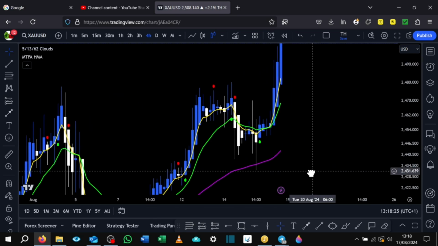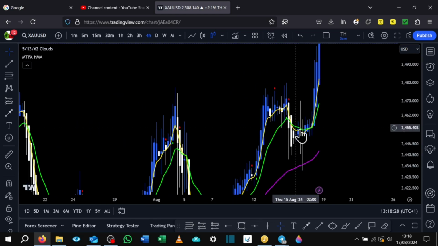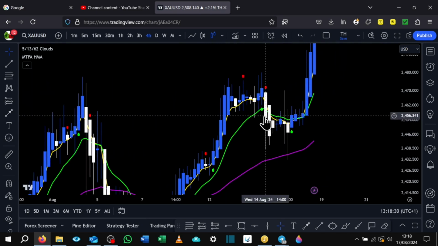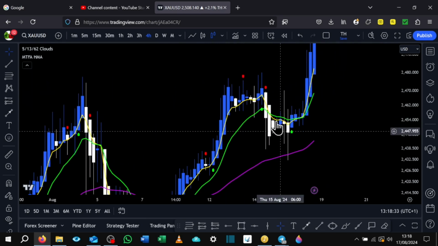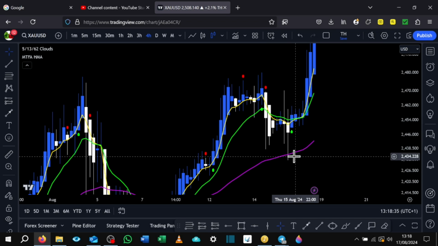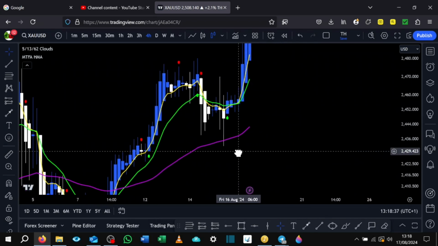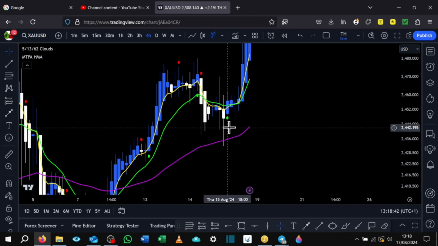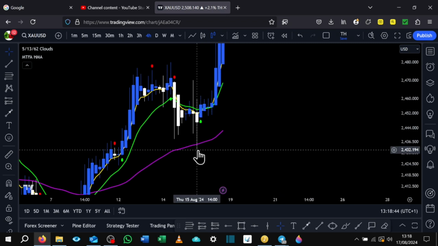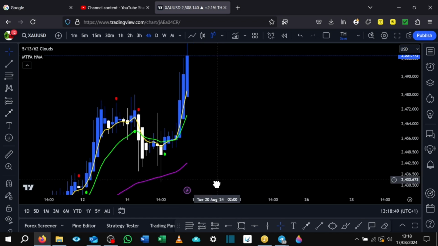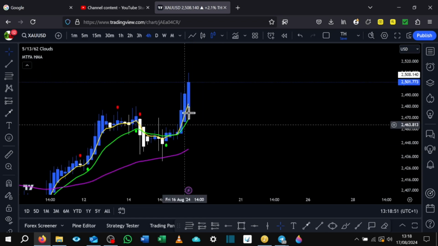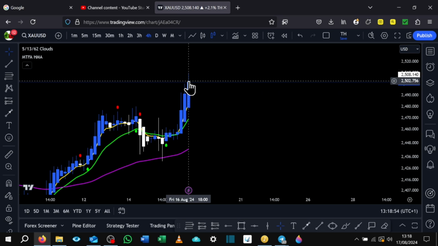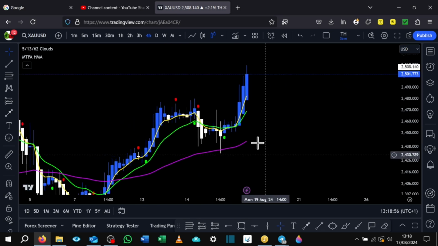So I sold around here. And then I caught this move down, take profit on the 62 EMA. And then the price crossed through the 62 EMA, so you could have gone in for a buy right here and caught this beautiful move to finish off the week. A beautiful, beautiful trade on gold.